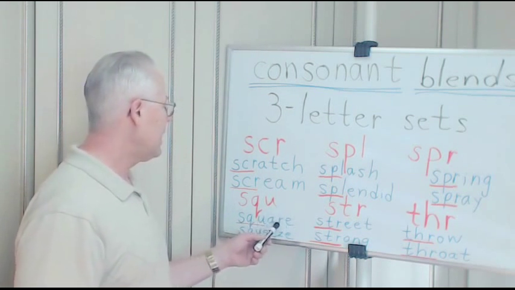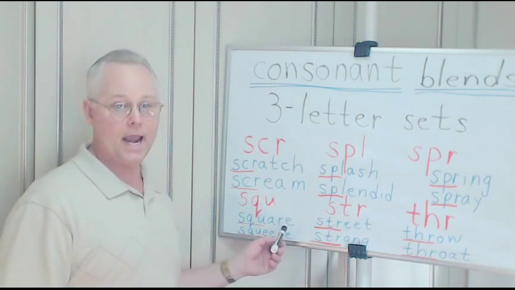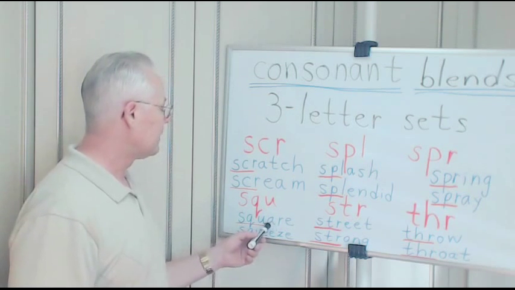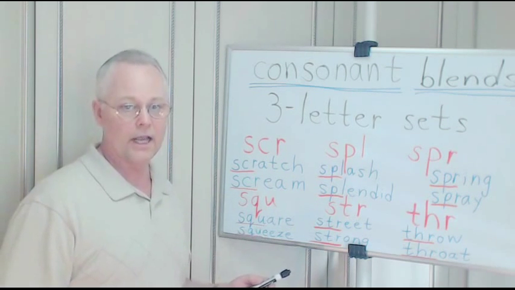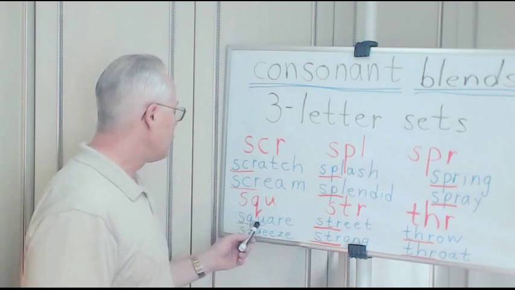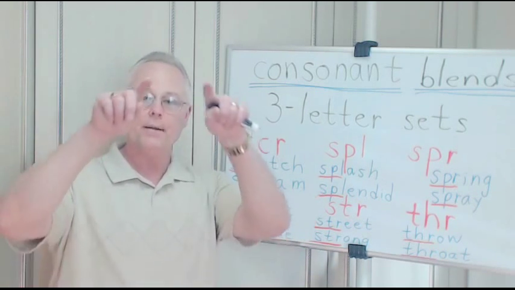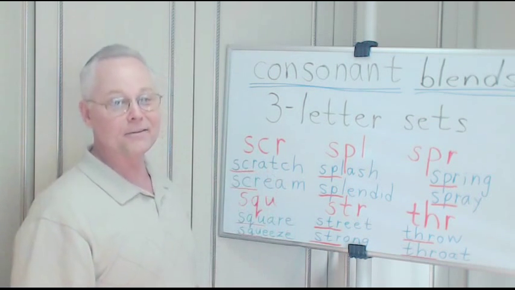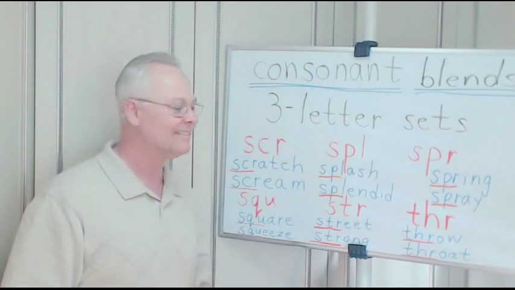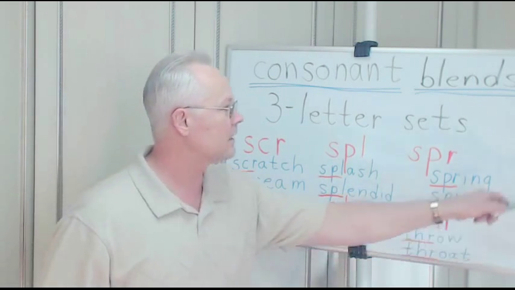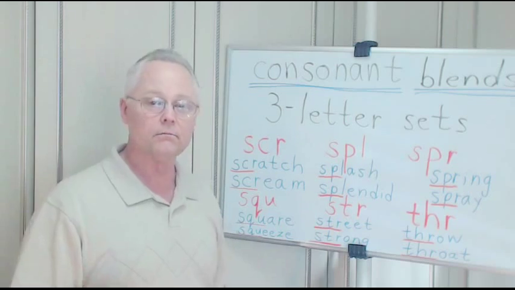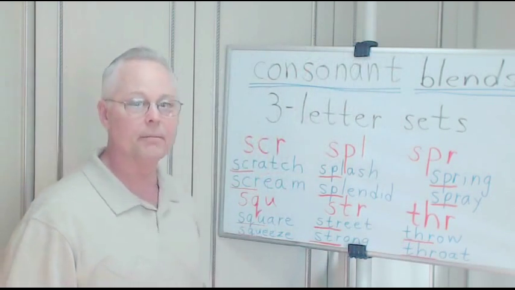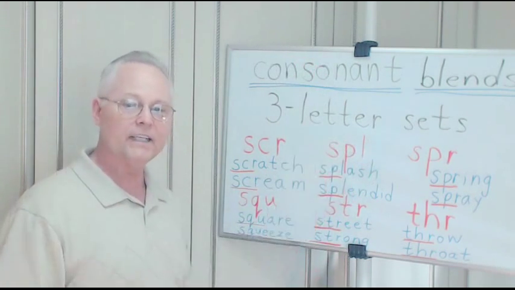S-Q-U-A-R. A-R-E here sounds like air. We've got that E, we have the consonant, we've got another vowel A, and the A sounds long, air. Square. What's a square? It's a shape. I consider myself to be a bit of a square. How about you? Now this isn't a square, it's a rectangle. A square would have four even sides, the same lengths, heights.